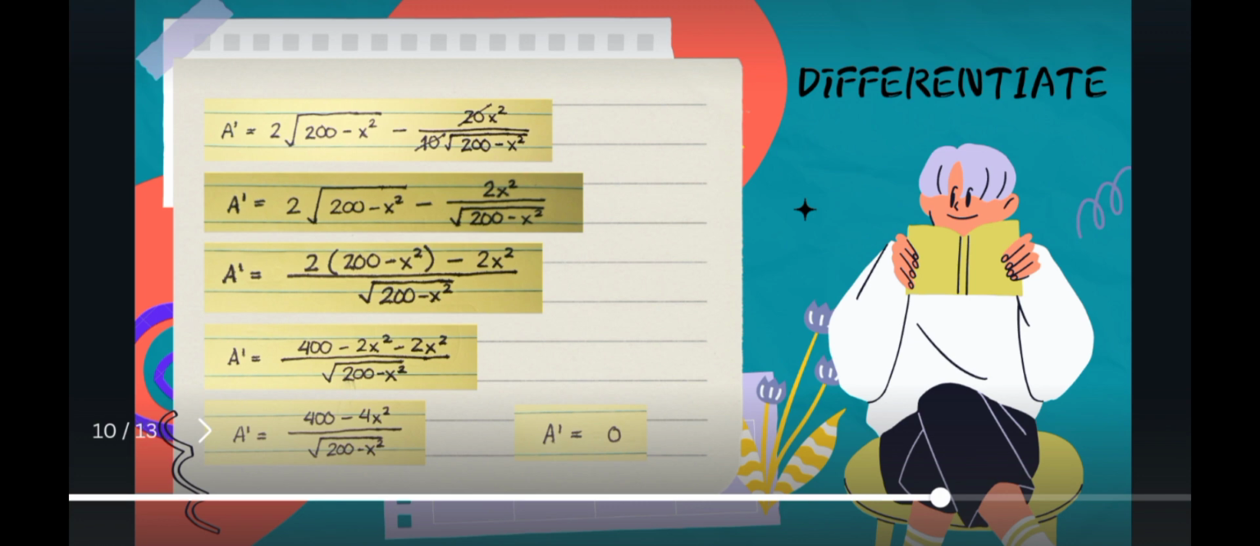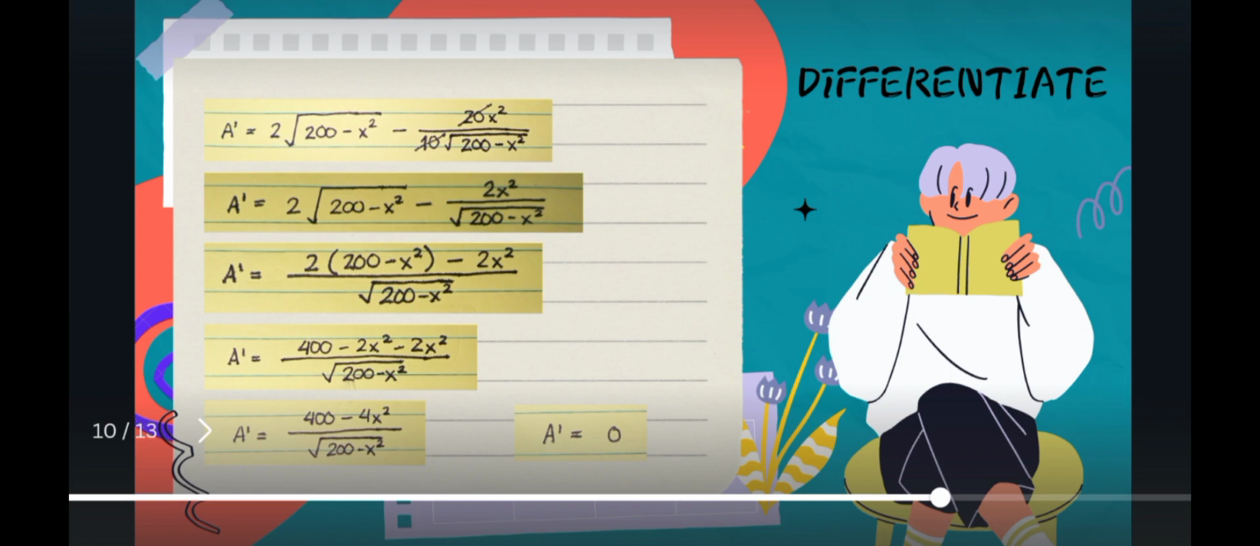Get the common denominator first, which is the square root of 200 minus x squared. Then on the numerator, it will be 2 times 200 minus x squared minus 2x squared. Now let's simplify this. So 2 times 200 will be 400. 2 times negative x squared will be negative 2x squared. And then copy negative 2x squared. So our final answer in the first derivative is 400 minus 4x squared over square root of 200 minus x squared. The next thing that we will do with this is to equate it to 0.